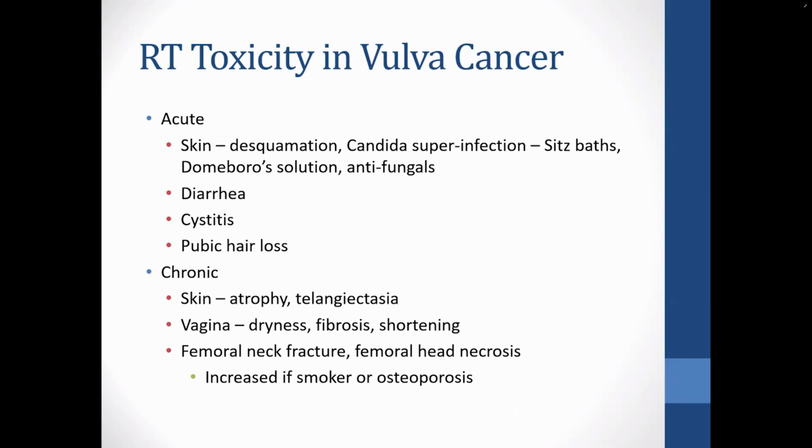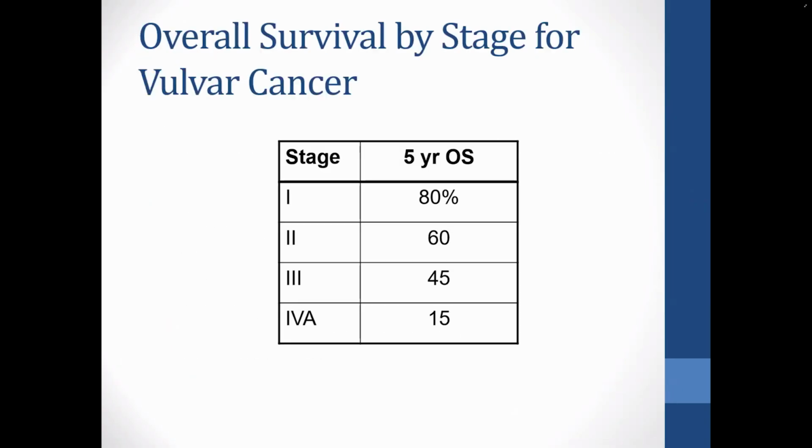Chronically, they can develop atrophy and telangiectasia of the skin. The vagina can become dry, fibrotic, and short. Patients can develop femoral neck fractures, femoral head necrosis, pelvic bone fractures, and these risks are increased if the patient is a smoker or has baseline osteoporosis. Listed here are the overall survival rates by stage for vulvar cancer.